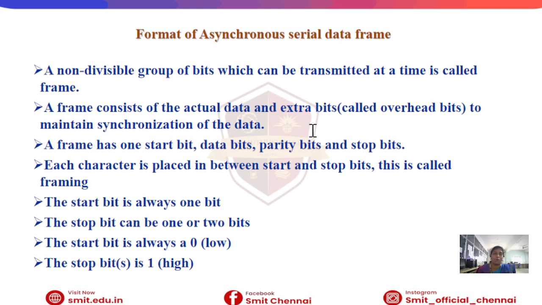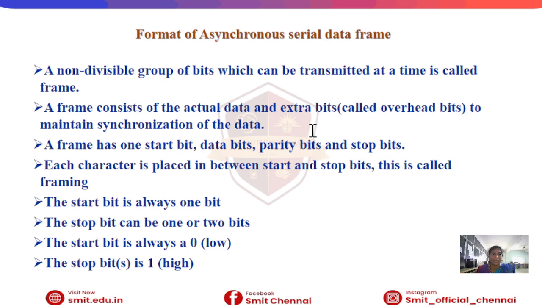Next is the format of the asynchronous serial data frame. The frame is a group of bits transmitted together. The components of the frame are, first, the start bit, which indicates the beginning of data transmission and is always low, that is 0. Next is the data bits, which contain the actual information, usually 5 to 8 bits.